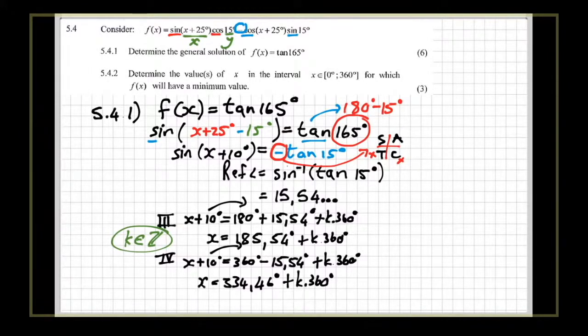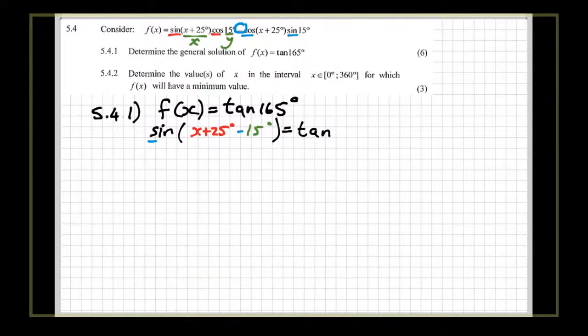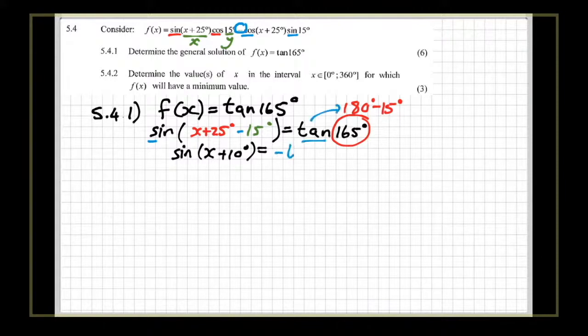So let's just quickly recap what I did. My apologies for showing the theory there. I'm going to quickly recap and show you what I did. So you'll see there that I made my sine into a single identity. Then on the right hand side, I did my, let me speed this up a little bit. There we go. It becomes negative tan of 15 degrees.